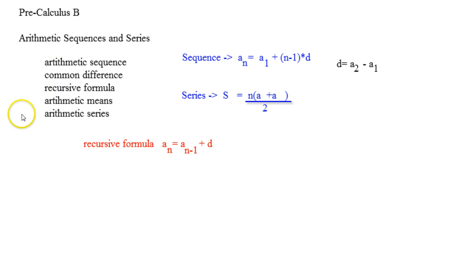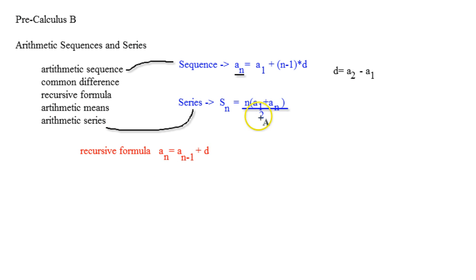Today we'll be talking about arithmetic sequences and series. An arithmetic sequence is just a list of numbers. An arithmetic series is where you take that list of numbers and add them together. The cool thing is that for an arithmetic sequence, here is the formula to find the nth term in that sequence, and for an arithmetic series, here is the formula to find the sum of that series.